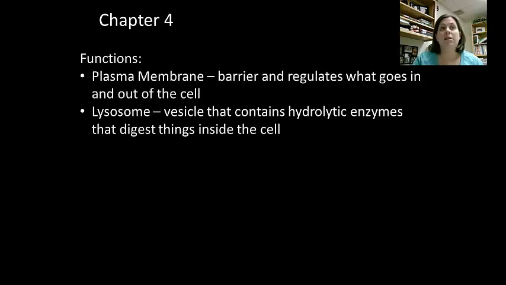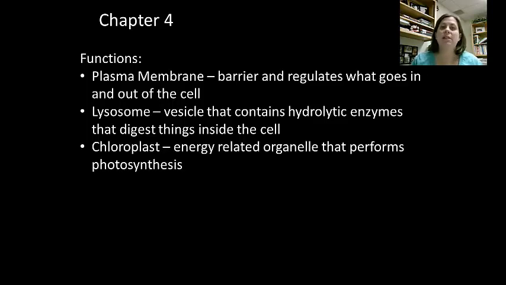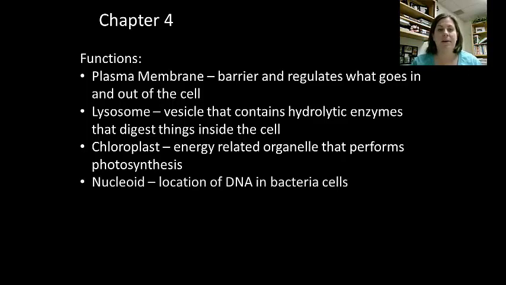Also, the second one is you need to know the lysosome. Now the lysosome is a vesicle that contains hydrolytic enzymes. Now remember, these hydrolytic enzymes are going to help digest things inside the cell. The chloroplast. Now this is an energy related organelle. That's going to be important in 2 separate questions on this exam. They are related to energy, but they also perform photosynthesis. So that whole idea of converting solar energy into sugar, that happens here at the chloroplast.